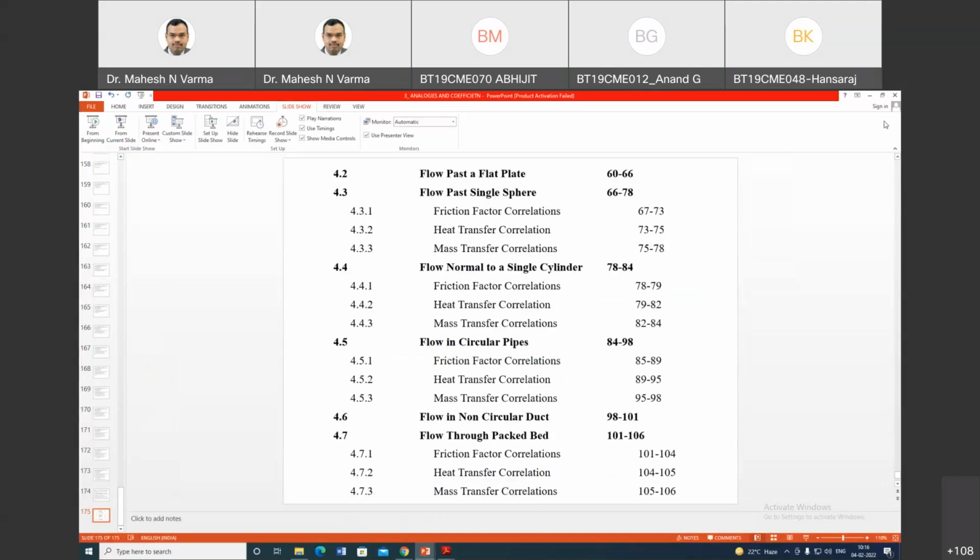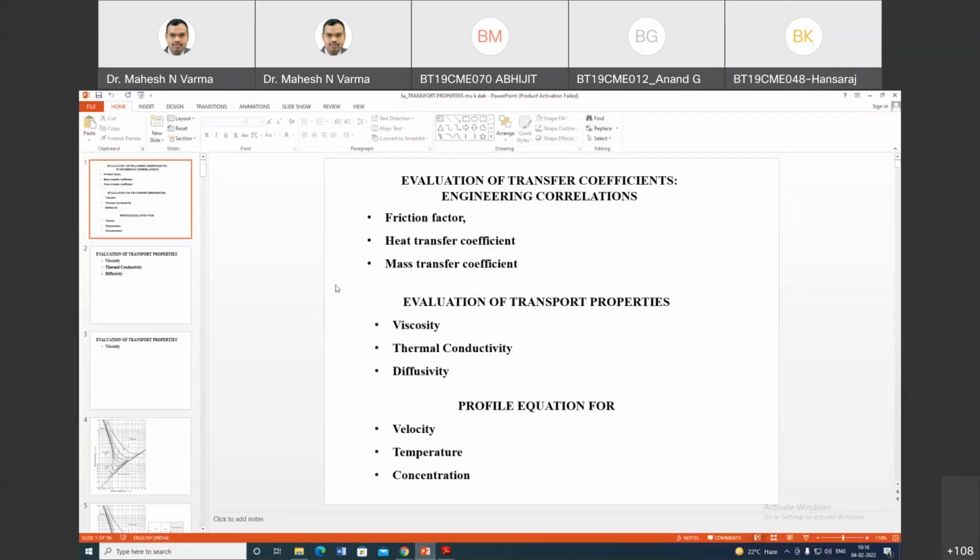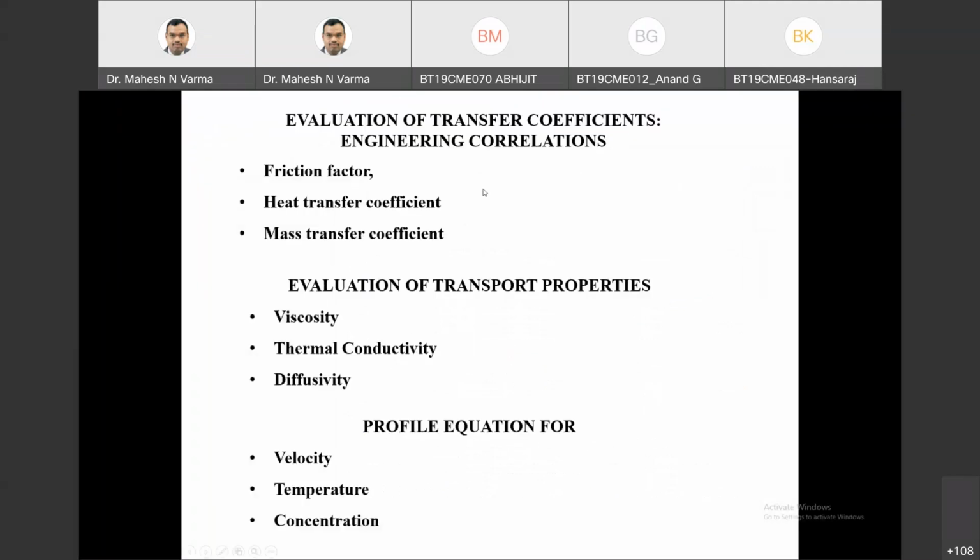Okay, then now we will start the next part. This is what we are going to start today. As concluded a couple of classes before, these are the most important parameters which govern heat transfer, mass transfer, and momentum transfer. First of all, the friction factor, heat transfer coefficient, mass transfer coefficient, viscosity, thermal conductivity, diffusivity, and profile equations for velocity, temperature, and concentration. So how to estimate these? We have already covered engineering correlations. Now we will go to evaluation of transport properties.